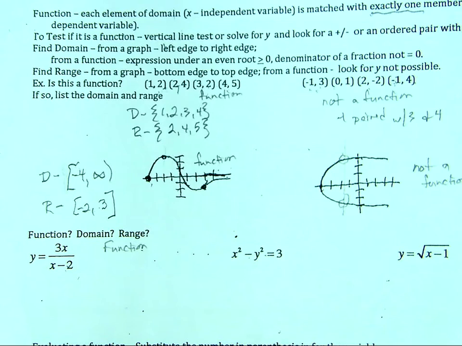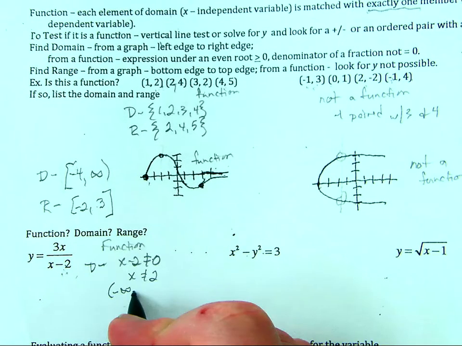X cannot be 2. Sometimes if you have to put it in interval notation, you could say it could be left of 2, so that's from negative infinity to just short of 2. And it could be right of 2, so it could be 2 to infinity. So if they ask for interval notation, that means everything except 2.